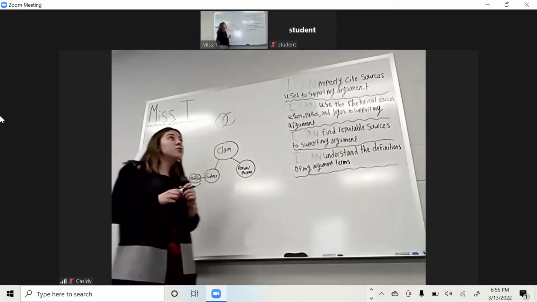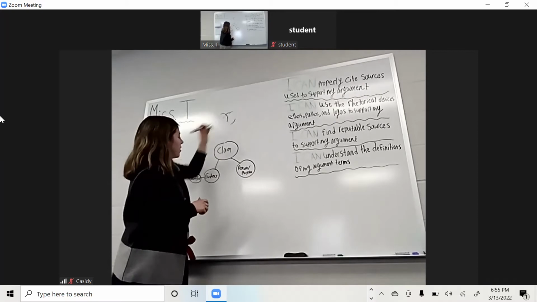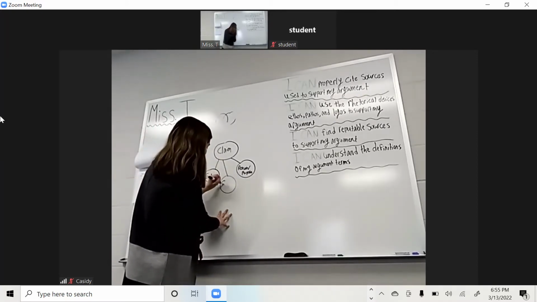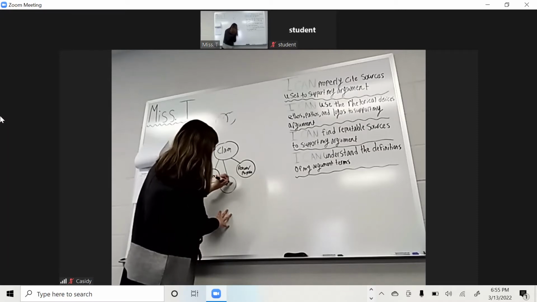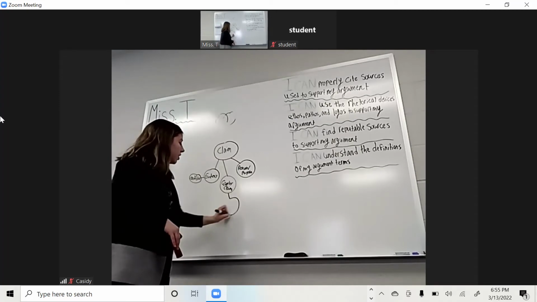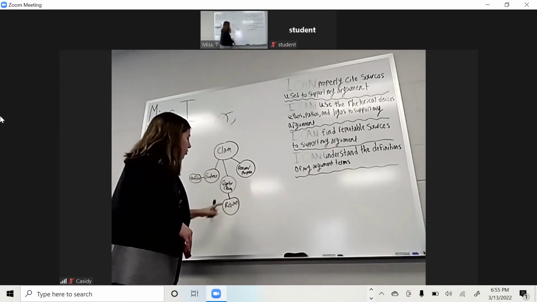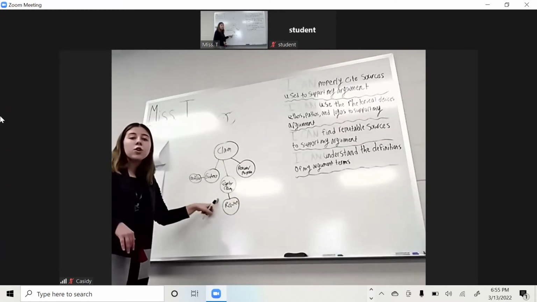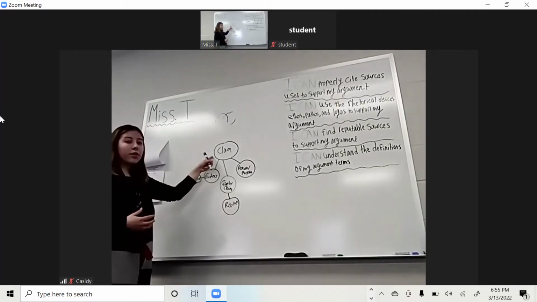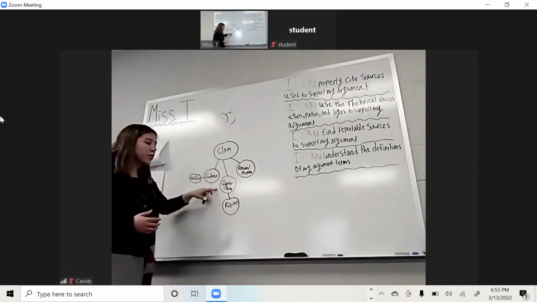Some of our other terms from today, we had counterclaim. So counterclaim can stem from here, claim. And then after counterclaim, we're going to have our rebuttal, because you can't rebut something if no one else is going against your point. So we can't have a rebuttal with our claim because our rebuttal is stemming off of our counterclaim.